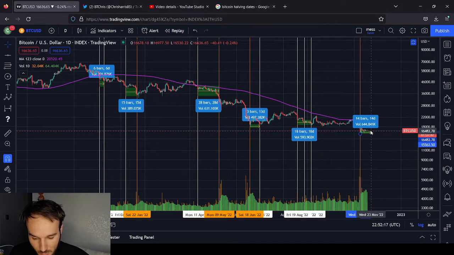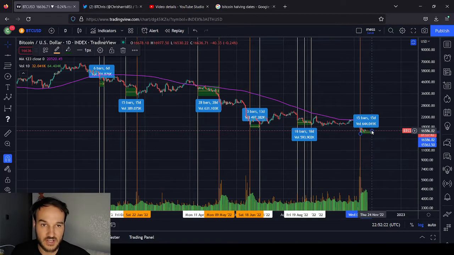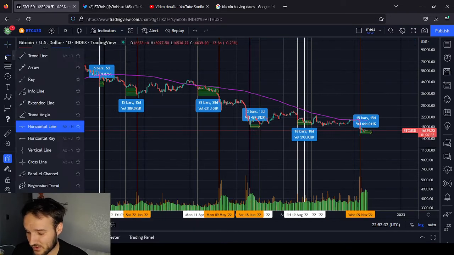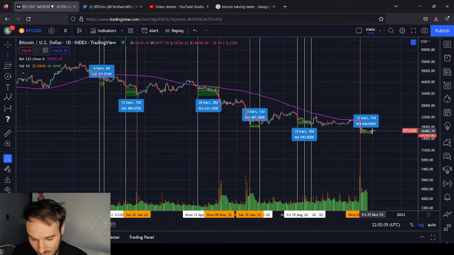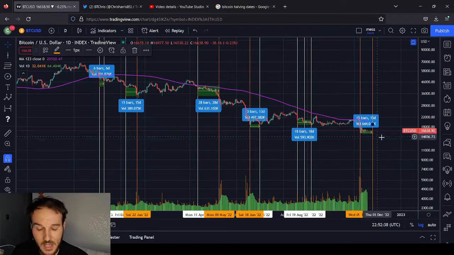15 would put us next Thursday, November 24th, Thanksgiving Day. Sounds right, honestly. Holiday drop, actually. Thanksgiving Day, we could see another one of these vertical lines, and it might not be orange.